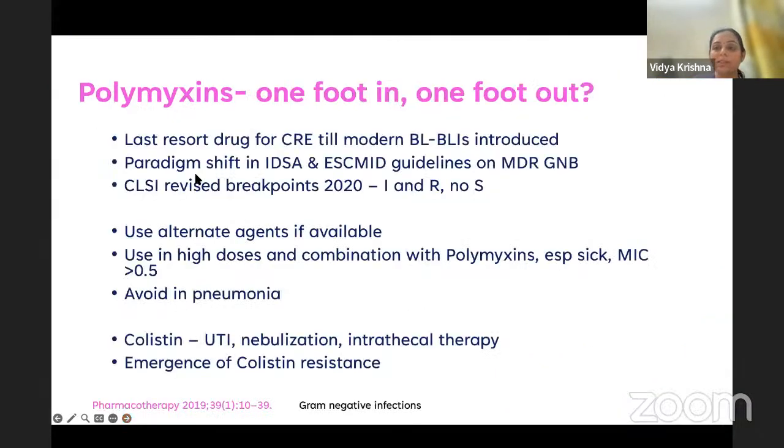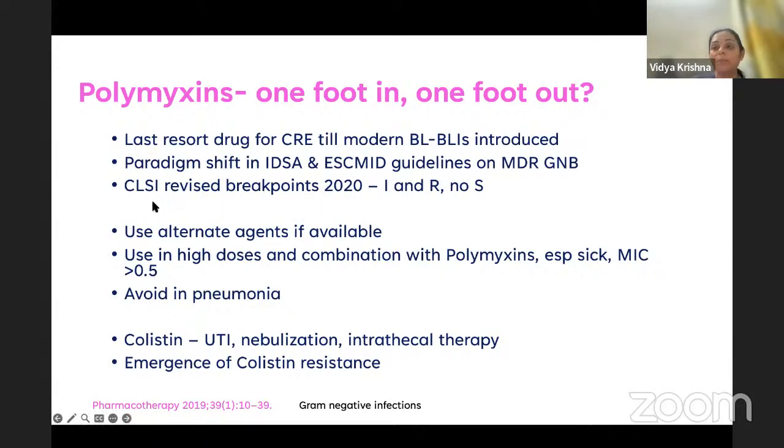So polymyxins, what is the latest guidance? Till recently, we all used to use this as a last resort drug for CRE. Then ceftazidime avibactam came in, and there was a lot of cry and furor about it. But then all the Western guidelines, from IDSA to ESCMID, shifted towards using these novel beta-lactam/beta-lactamase inhibitors rather than using polymyxin.